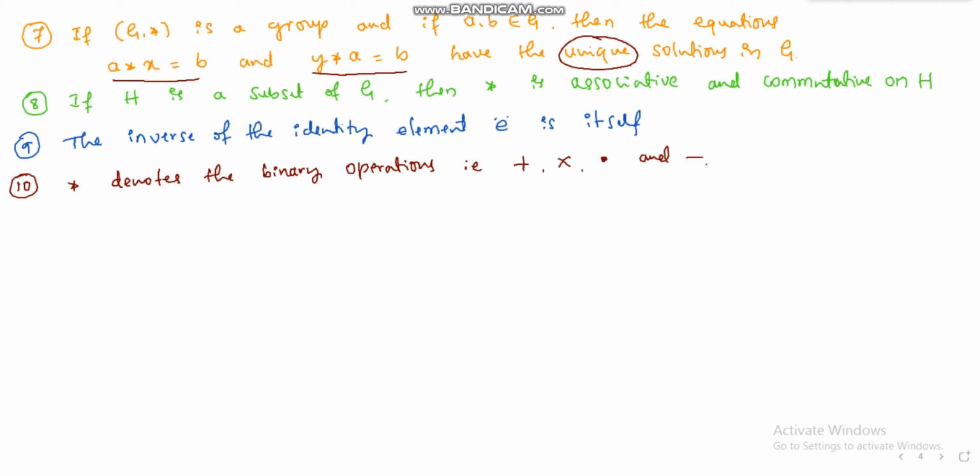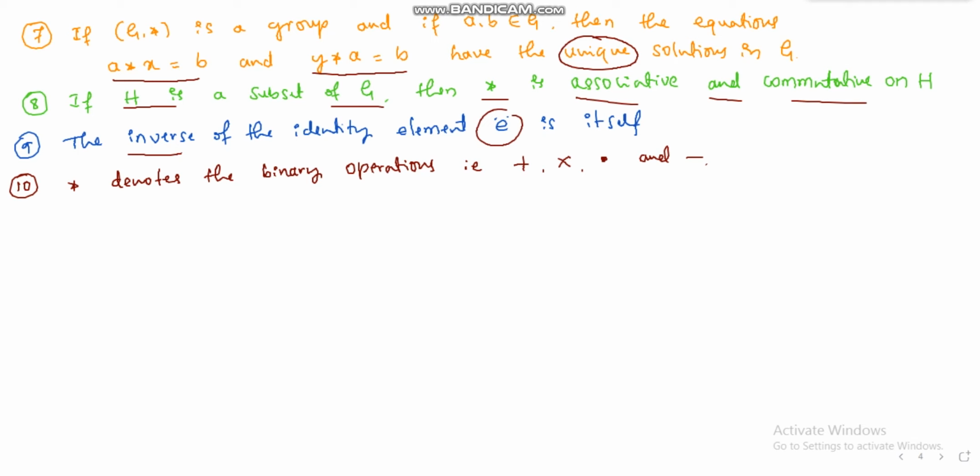Then we go for the eighth one. If H is a subset of set G, then star is associative and commutative on the set H. Then we go for the ninth one. The inverse of identity element E is itself only. It means that the inverse of E is E only.